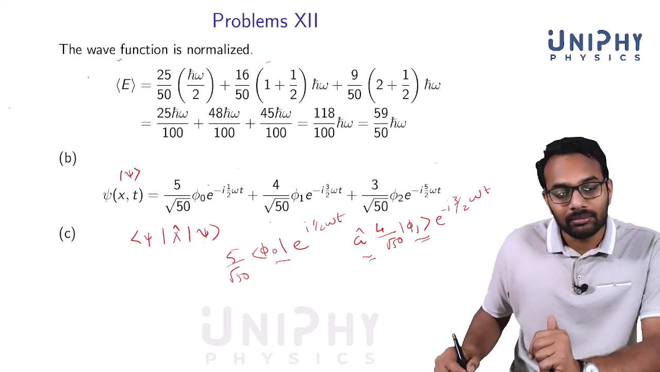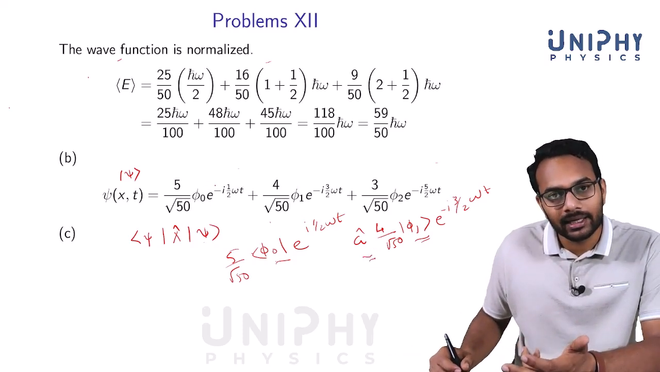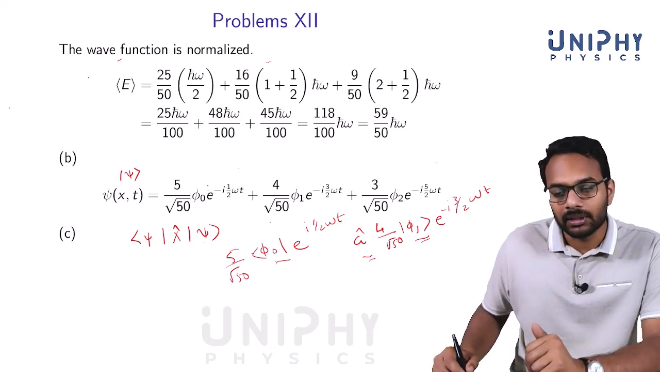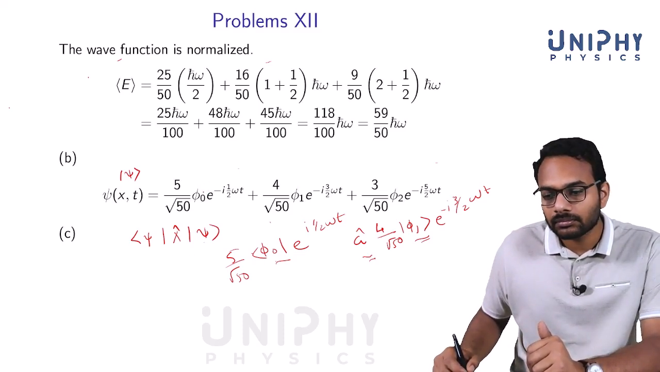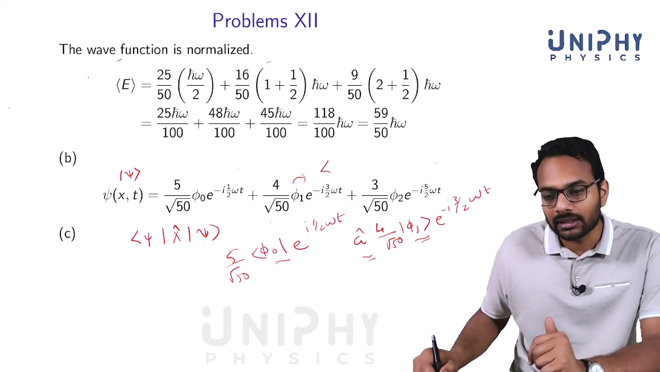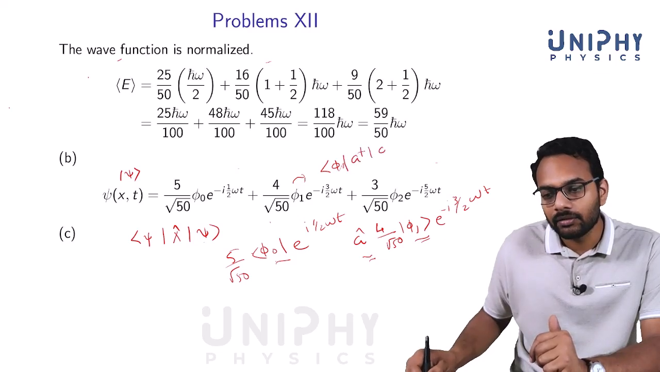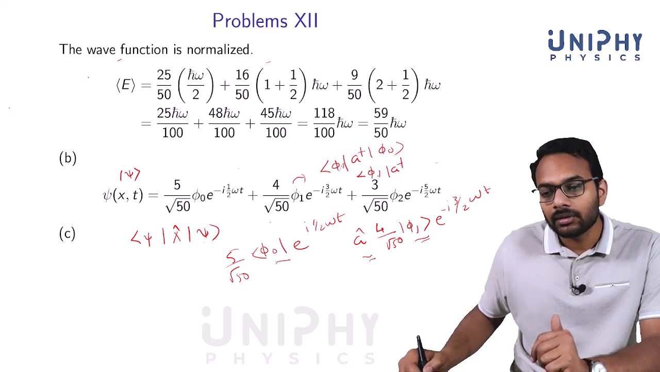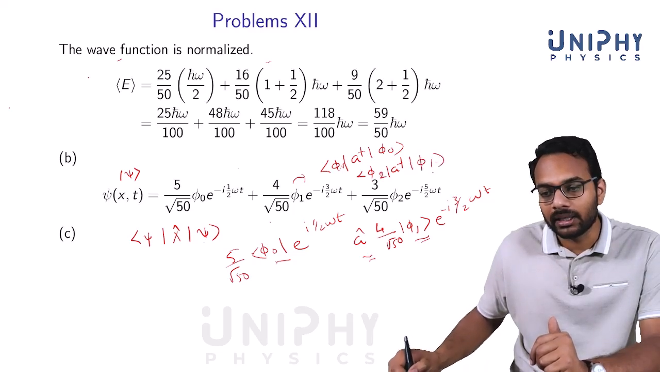All right. Similarly, there is a term surviving for a dagger also. For example, the term phi 1 a dagger phi 0, that will survive. Also phi 2 a dagger phi 1, this will also survive.